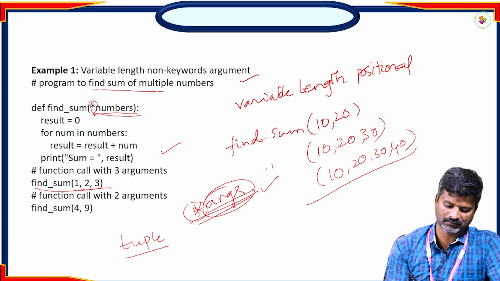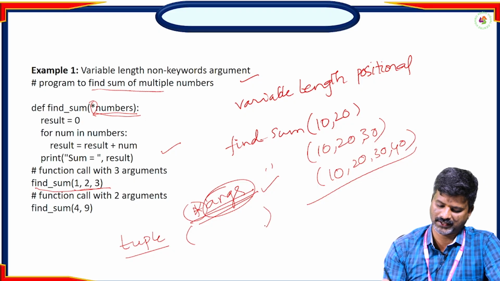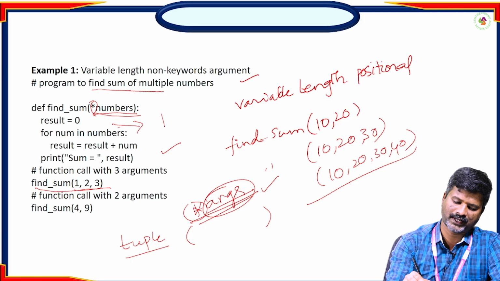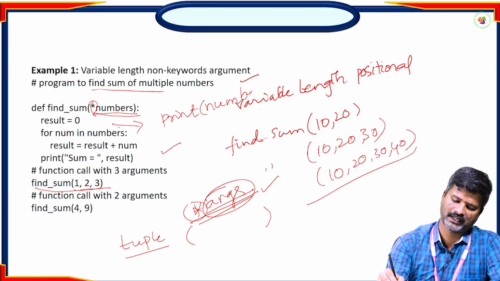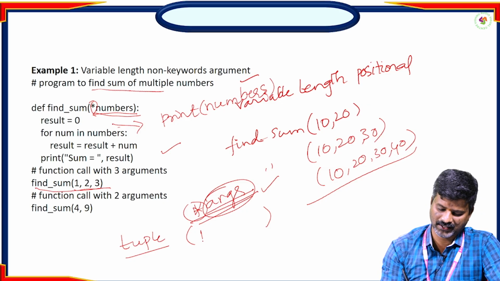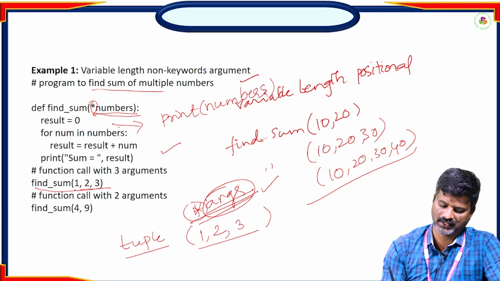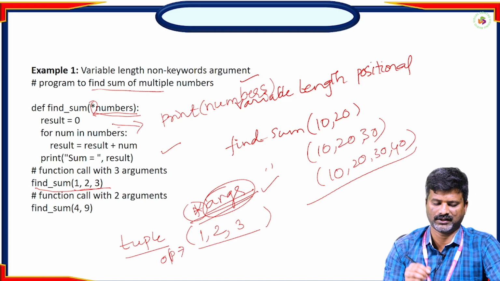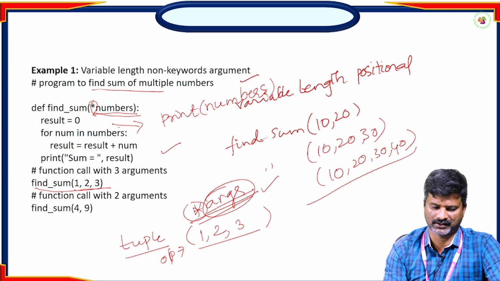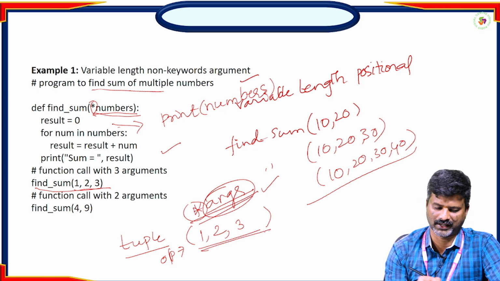A tuple is represented within parentheses. When you are printing, suppose I print numbers, that is the variable I am taking, it will print something like 1, 2, 3. Finally, you will get output something like this when you are using arbitrary length non-keyword arguments.